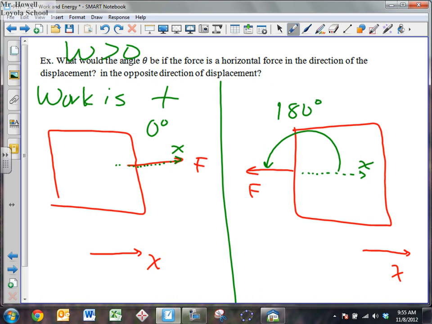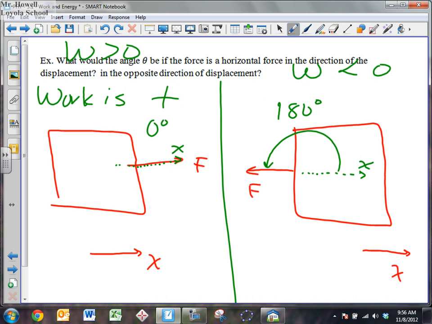Now here, if you were to take the cosine of 180, it's -1. So this work is going to be negative. So in this scenario, work is less than 0, or negative. In this scenario, work is positive. So to summarize, if the force and displacement are in the same direction, it's positive. If for some reason the force and the displacement are in opposite directions, it is negative work. An example of that is friction.